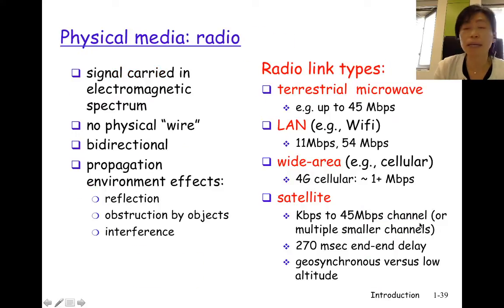The last kind of media is radio. It's the wireless kind. In this kind, unlike the previous ones, we don't modulate signals on electromagnetic waves that ride on a physical cable. This time, we modulate the bits onto electromagnetic waves that vibrate the particles in the air and get transmitted. So the signals get carried in electromagnetic waves. There are no physical wires.